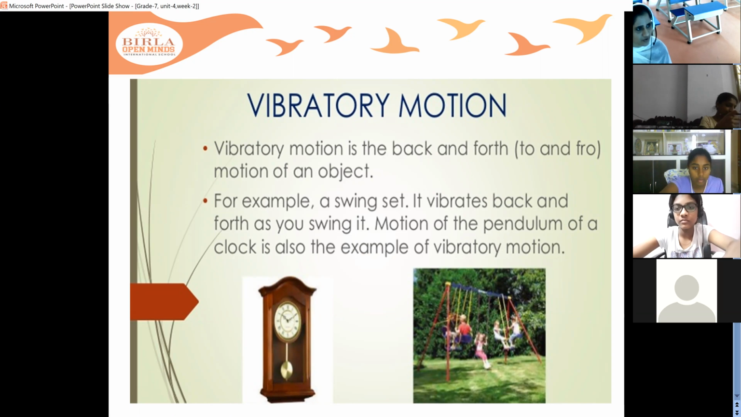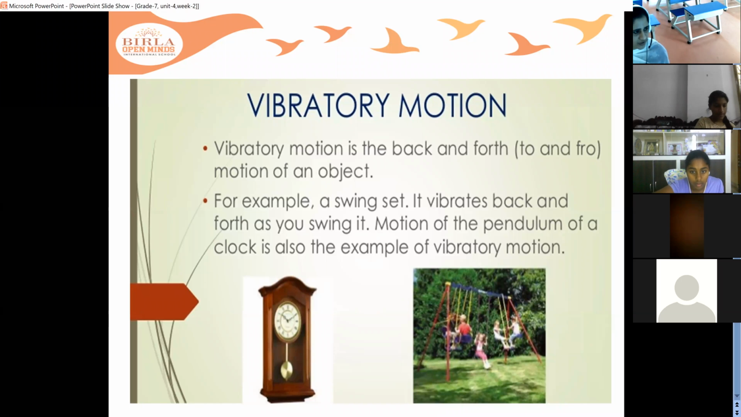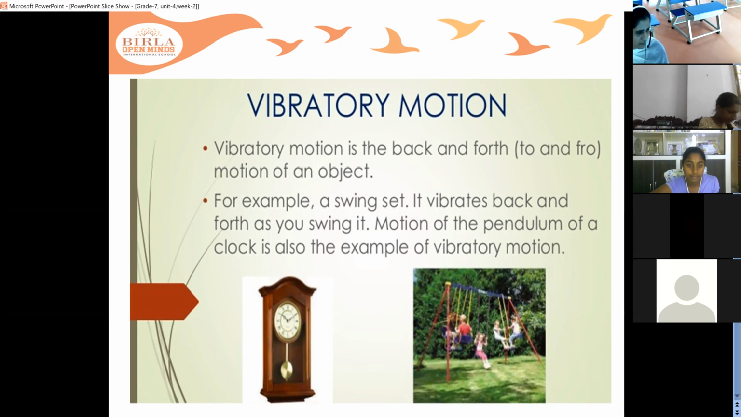Vibratory motion can also be called oscillatory motion. So the motion of an object is said to be oscillatory if it moves to and fro, isn't it? Even the image you can see on your screen, the pendulum of a wall clock, moves in a to and fro manner. Even the swing also. So these are the different types of motion which we have learned. I hope it's clear to you.